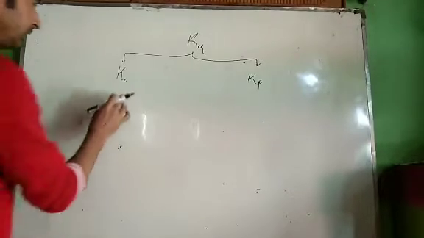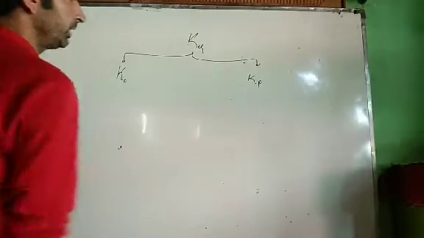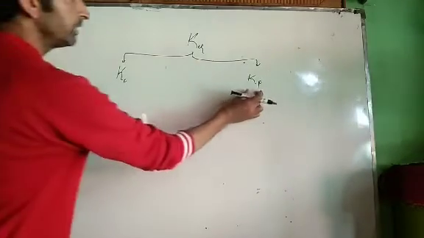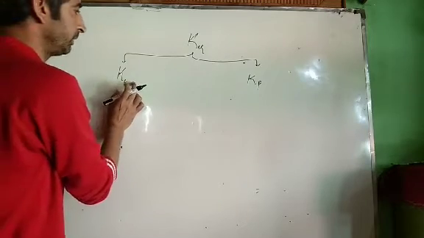Now Kc is an equilibrium constant. Kp is also an equilibrium constant. Kp is written for gaseous species and Kc is written for other species.